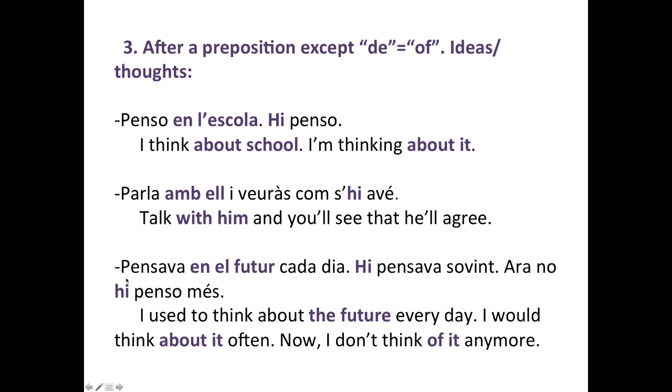Alright, another example. "Pensava en el futur cada dia. Hi pensava sovint. Ara no hi penso més." I used to think about the future every day. I would think about it often. Now I don't think of it anymore. So "hi" is replacing the future here. It's replacing "about", and here it would be more common to say I don't think about it anymore. This is just an example, again. It's kind of forced, but the "hi" is replacing "future" in both of these cases.